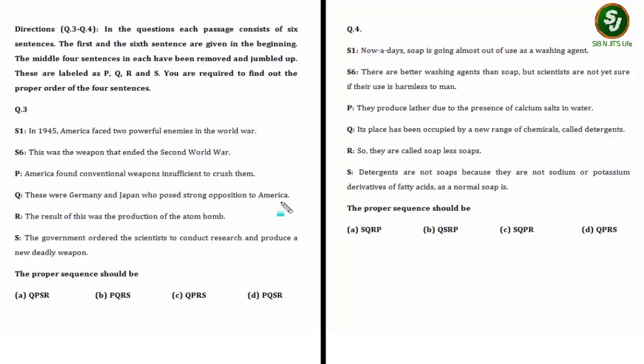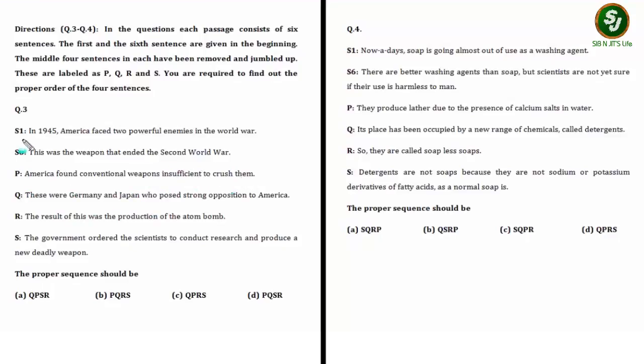Okay, so now the third sentence. Now we can again go for the options, right? In option A, Q, after that P is coming, and in option C, Q, P. So definitely what we understand is that P will be our third statement. But still, let us read the sentence and try to analyze it. What is actually sentence P saying? America found conventional weapons insufficient to crush them. Yes, this is now coming in sequence because after you have introduced the enemies, you are telling about them, right?